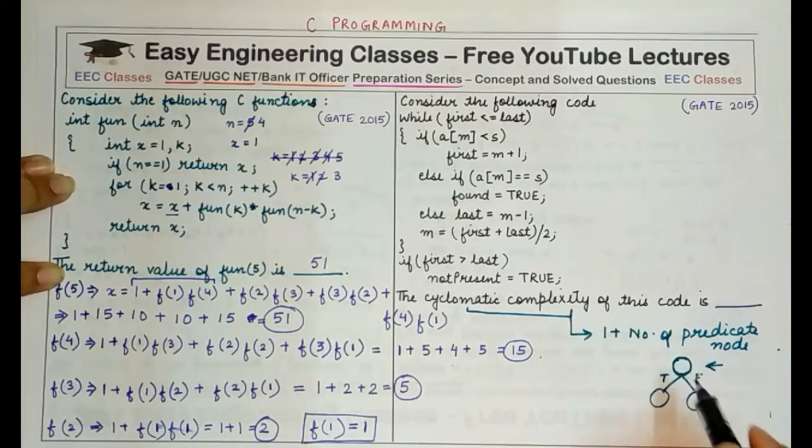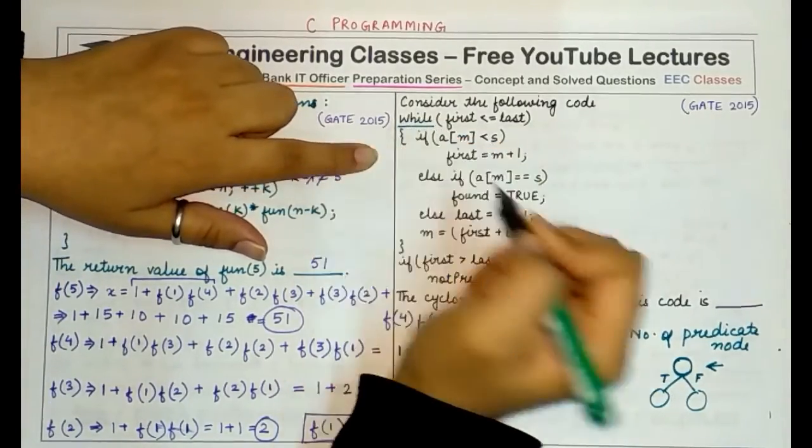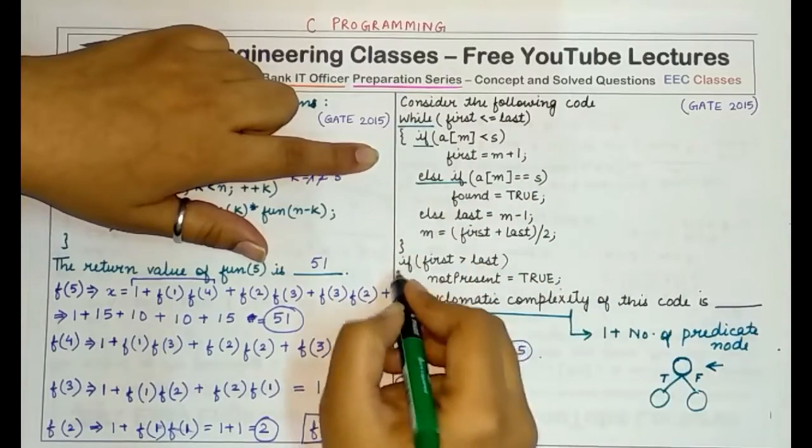So a node that has the out degree of at least 2 is a predicate node. So what are the nodes that are predicate nodes here? While loop is a predicate node, if is a predicate node, else if, and this if.